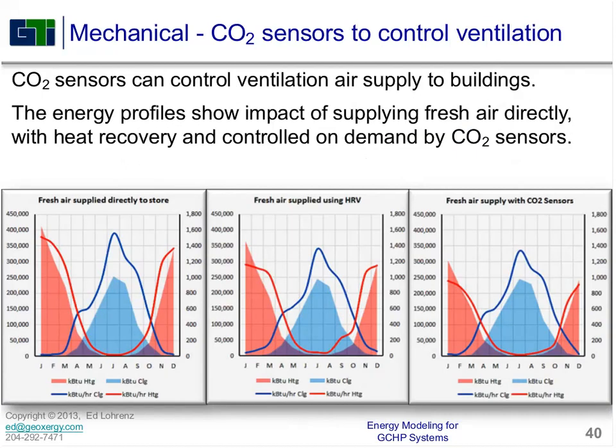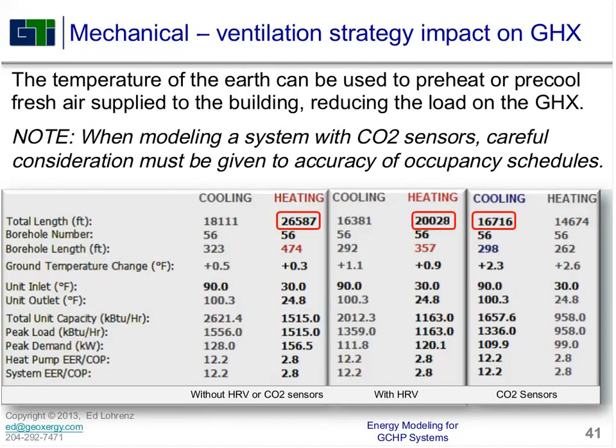Looking at CO2 sensors to control the amount of ventilation air that you need for the building can have a big impact. You can see that the peak loads are reduced a bit, and the annual energy loads are reduced to some extent as well. You can see the big impact on the amount of heat that you need to supply to this building. This is in a more northern climate, so it's going to have an impact for sure.